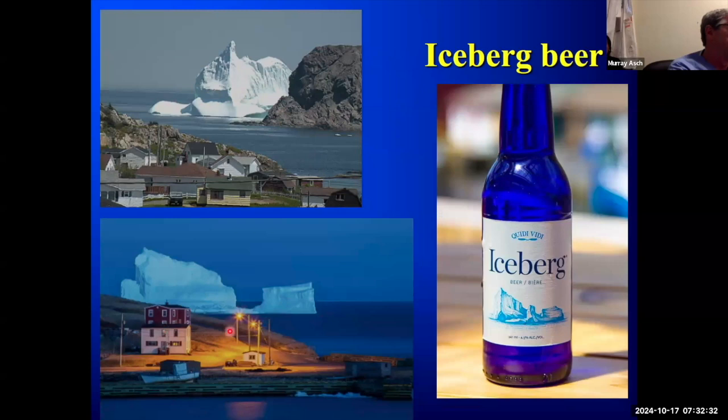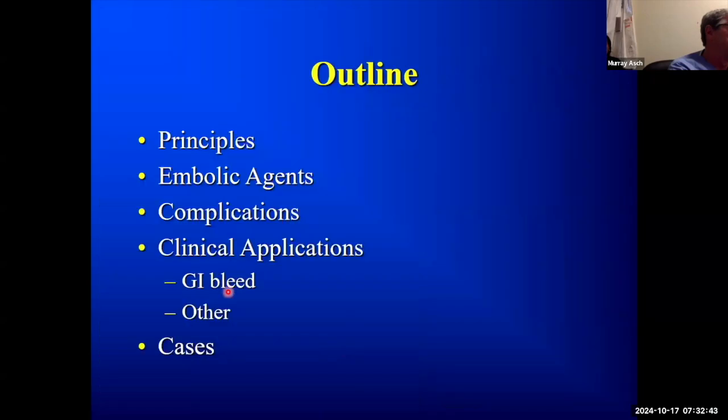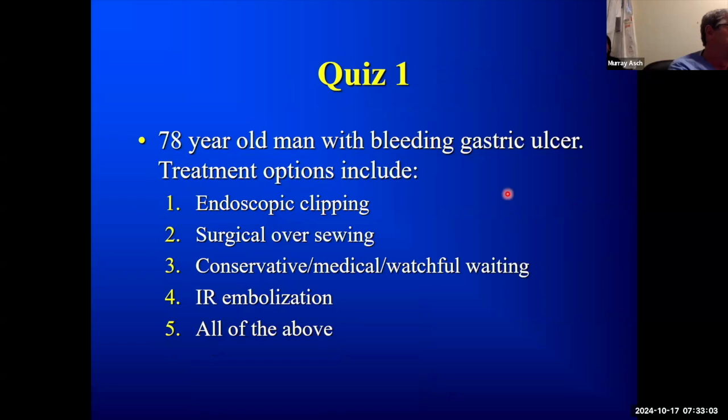You very commonly see very large icebergs. We're going to talk a little bit about some principles, various agents, and clinical applications, particularly GI bleed, which is what Alex had initially asked me to talk about, and show a couple of cases. To start off, here are some quiz questions, which we're not going to deal with now, but I want you to think about them. As we go through the talk, hopefully you can come up with some answers. A 78-year-old man with a bleeding gastric ulcer: what would the treatment options be? Endoscopic clipping, surgical oversewing, conservative management, medical watchful waiting, IR embolization, or all of the above.